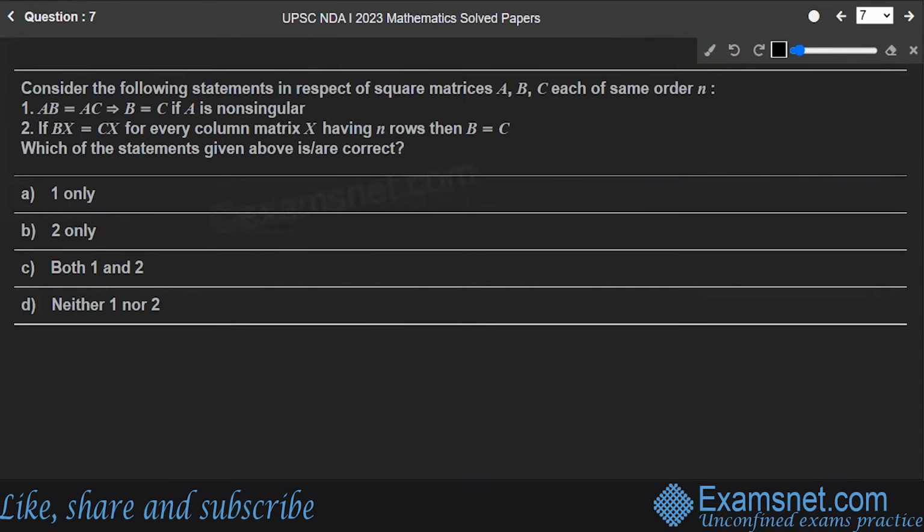Question number 7. Consider the following statements in respect to square matrices A, B, C of order n. The first statement says if AB is equal to AC, then B is equal to C if A is non-singular. Let's pick up the first one. It's given AB is equal to AC. So if A is a non-singular matrix, then A inverse exists.